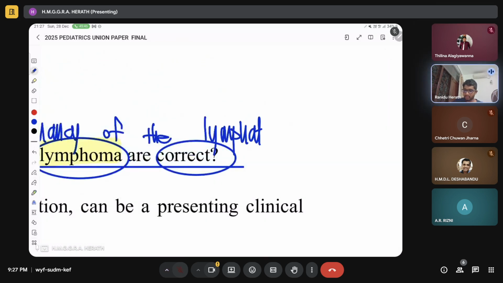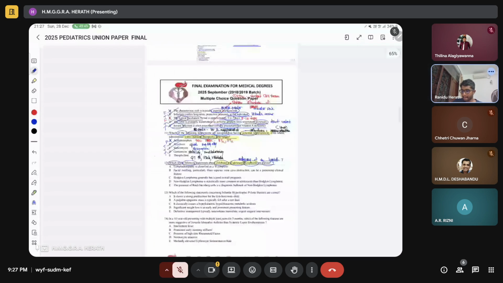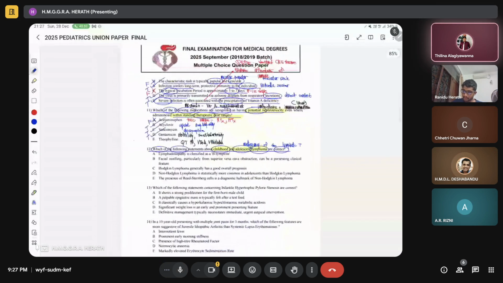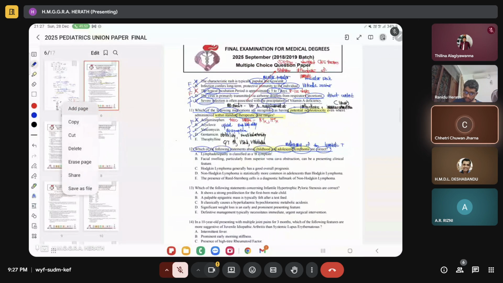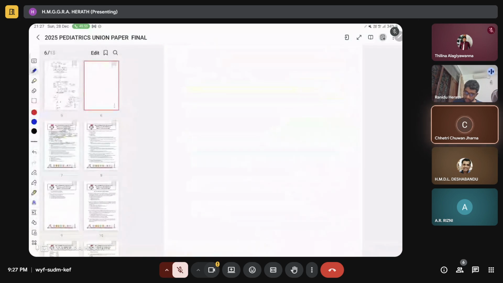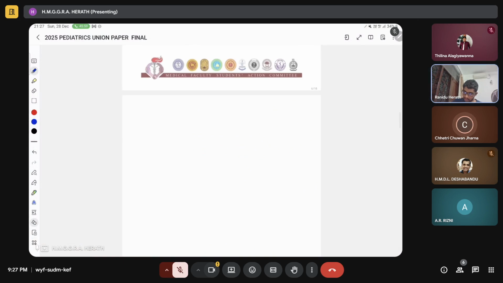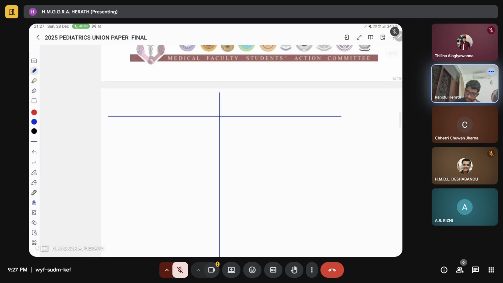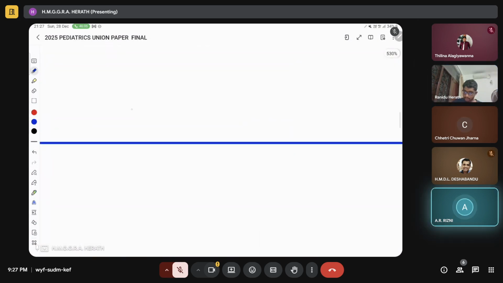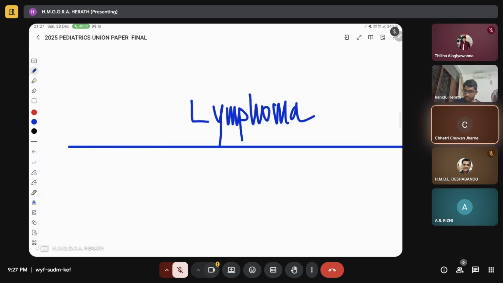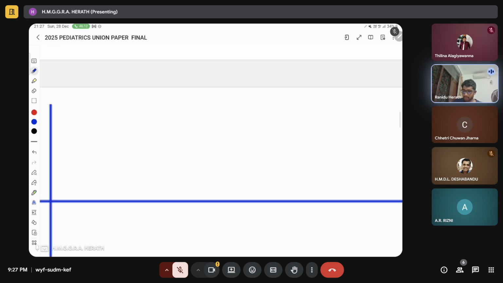Malignancy of the lymphatic tissue. So what are the types of lymphoma that you guys know? Hodgkin, non-Hodgkin. Acute and chronic myeloid leukemia? No, that is leukemia. It's only Hodgkin's and non-Hodgkin's, right? Yeah, excellent. So Hodgkin and non-Hodgkin are the two types. If you say acute and chronic, that is wrong.